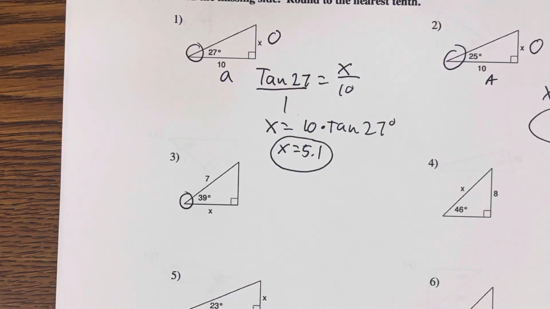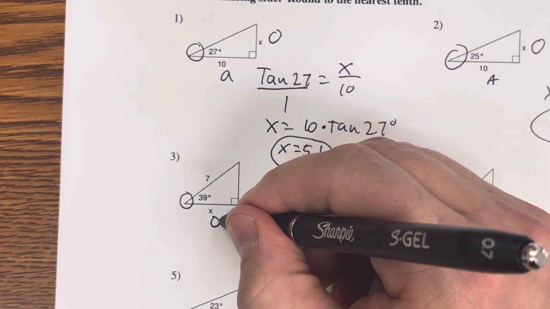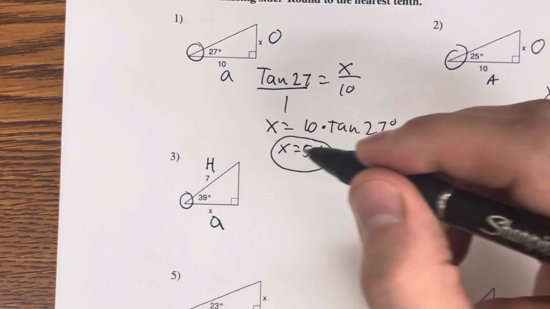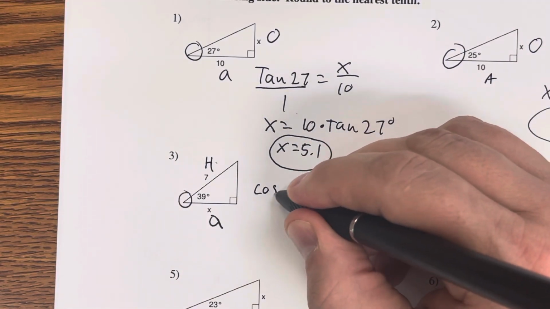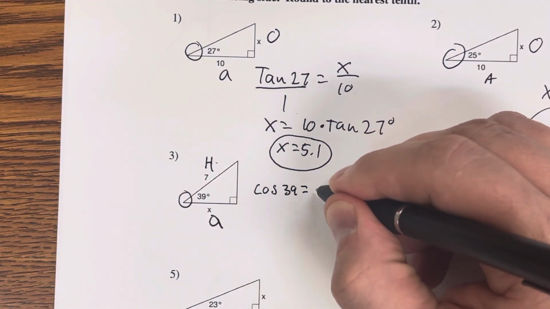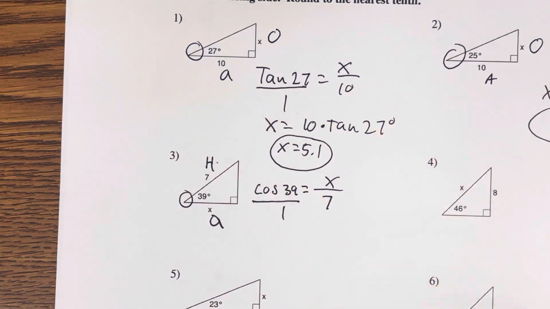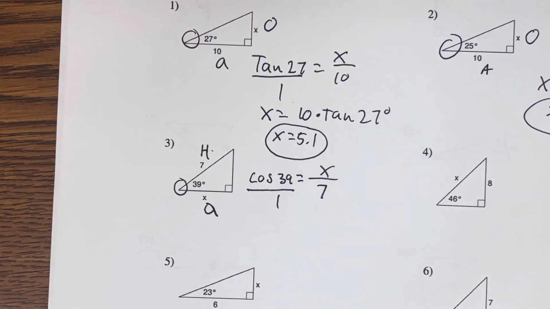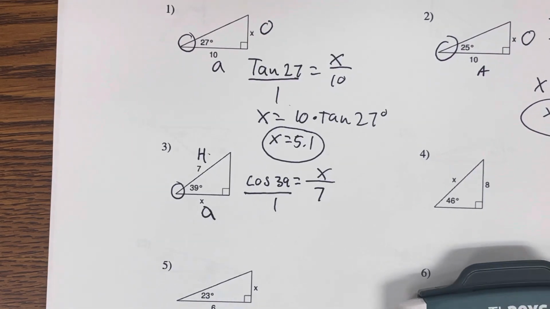Reference angle's 39, going from there. So we have the adjacent piece is x, it's connected, and the hypotenuse is 7. So A and H is the cosine ratio. So we're going to use cosine of the angle 39 equals adjacent x over the hypotenuse 7. Put it over 1, cross multiply to solve. At this point, I'm kind of hoping you have the cross multiplying piece down, so I'm just going to type in 7 times the cosine of 39, and we got 5.4.